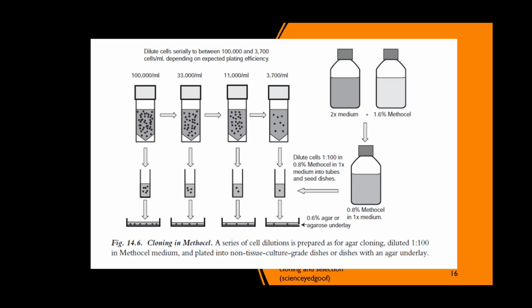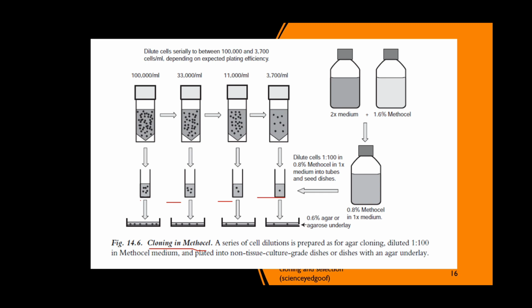So now the other type of cloning, which is a little better than agar. The main problem with agar is that the temperature has to be maintained, and it's a little difficult to take the final results. So we use this cloning in methoxyl. Here you first dilute the cells from 100,000 to 3,700 cells, depending on the expected plating efficiency. You dilute it so that you can get better cloning, because enough nutrition will be there.